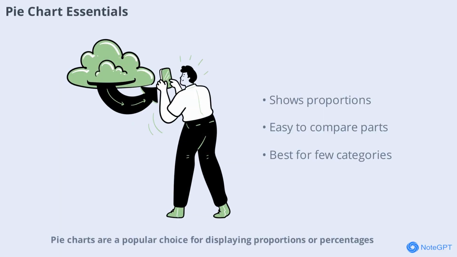Pie charts are a popular choice for displaying proportions or percentages. Each slice of the pie represents a part of the whole, making it easy to see how different categories contribute to the total. Pie charts work best when you have a small number of categories and want to emphasize their relative sizes. For example, you might use a pie chart to show market share, budget allocation, or survey responses.